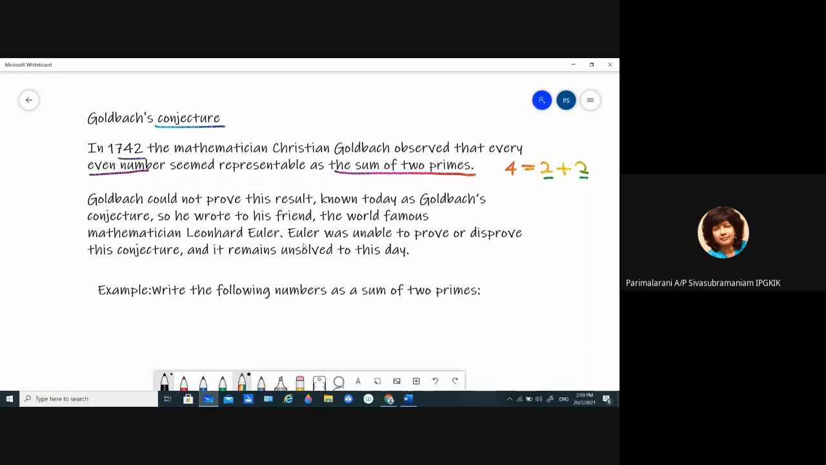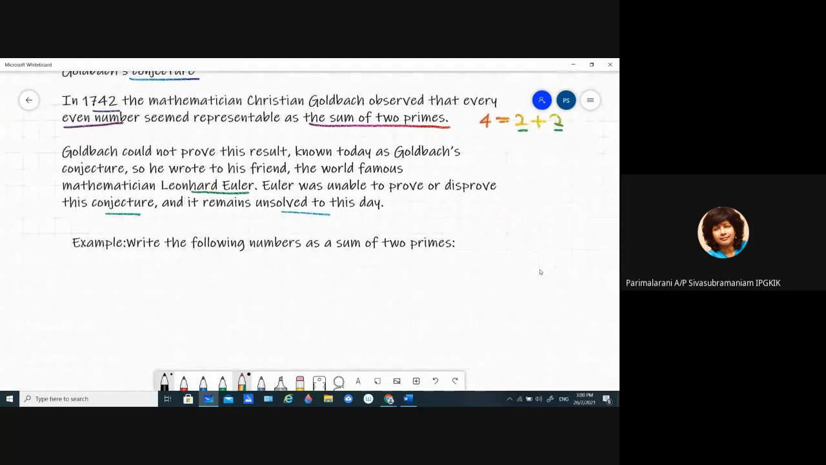Goldbach could not prove this result, so he wrote to his friend, the world famous mathematician Leonhard Euler. If you've read about the history of mathematics, you know that Euler was very famous. Euler also couldn't prove and couldn't disprove the conjecture. Until today, this problem remains unsolved. That's why it is known as Goldbach's conjecture, because it has not been proven to be right or wrong. So it's a very interesting problem.